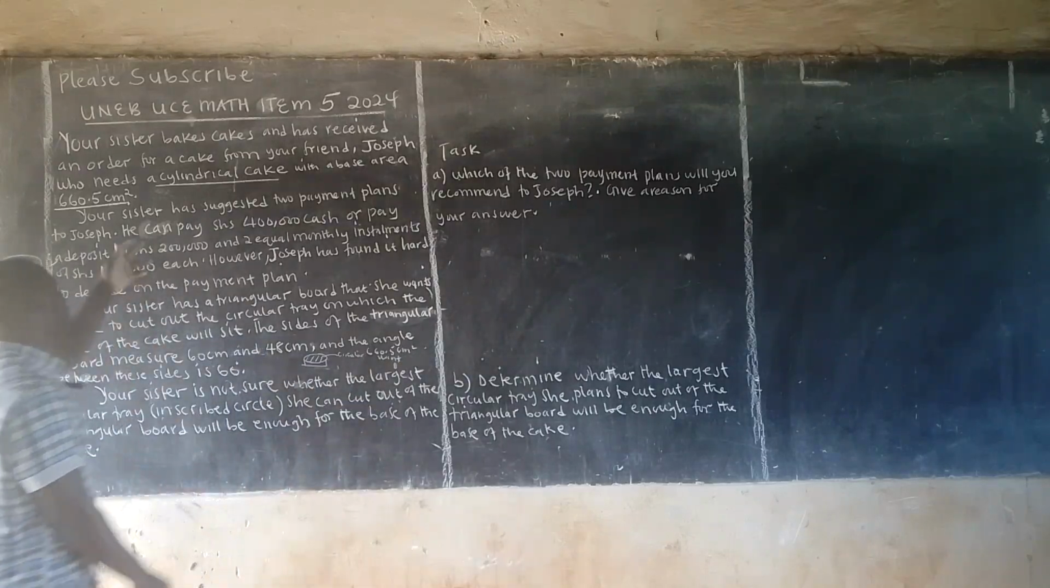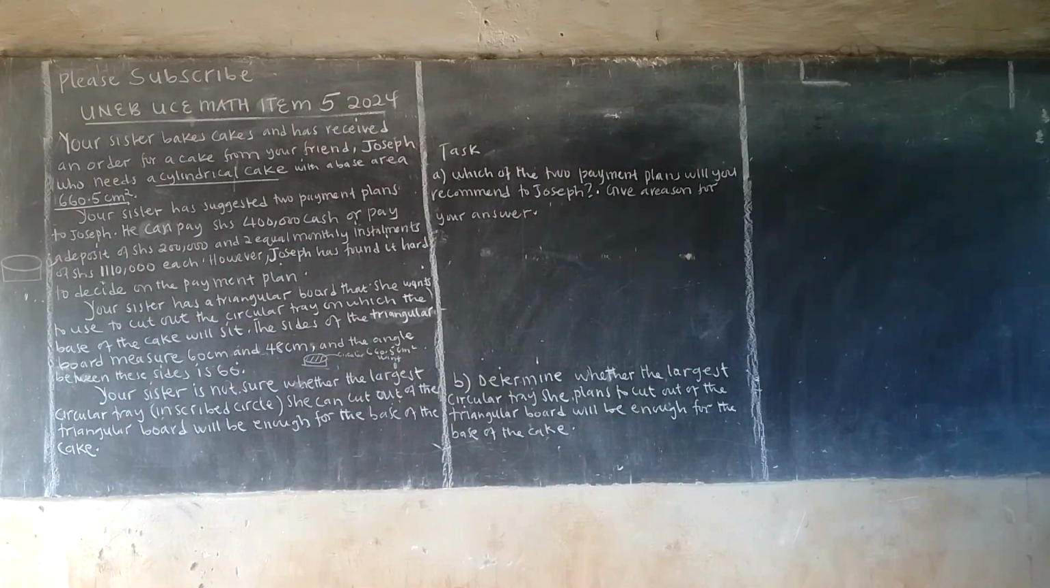Okay, good. Let's proceed. Your sister has suggested 2 payment plans to Joseph. He can pay shillings 400,000 cash, or pay a deposit of shillings 200,000 and 2 equal monthly installments of shillings 110,000 each. Now, what we call payment plans, you can go and buy an item by cash, and you can also buy an item by hire purchase.